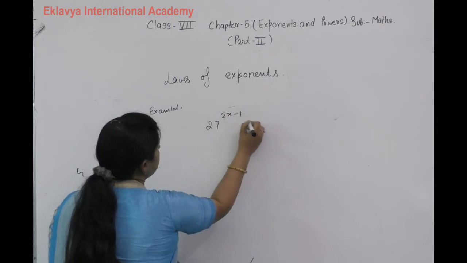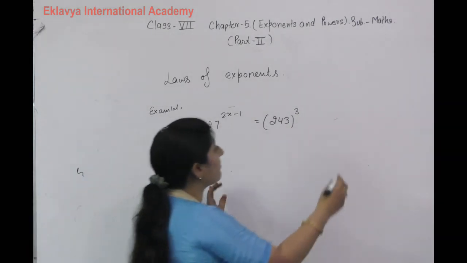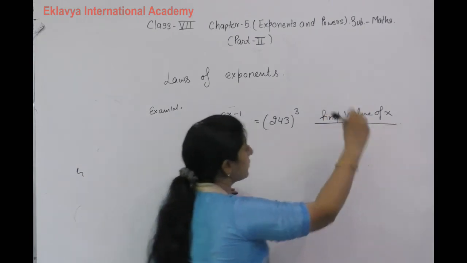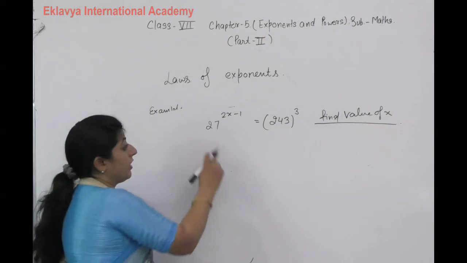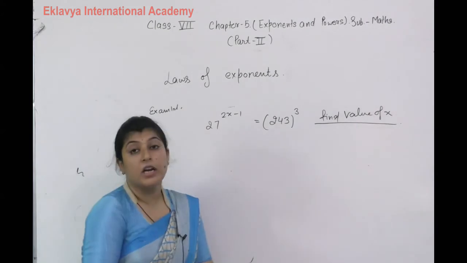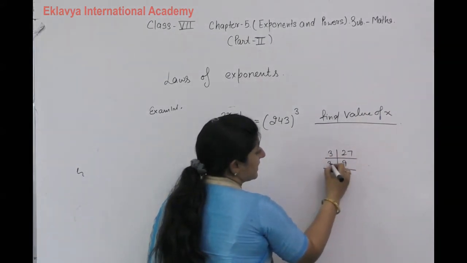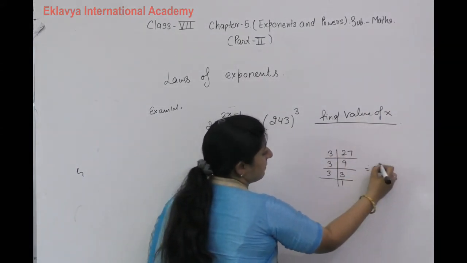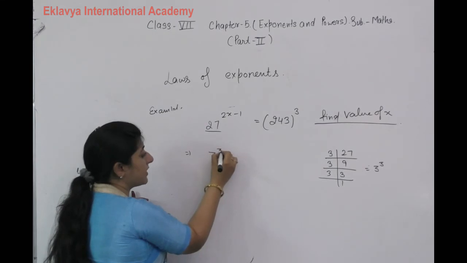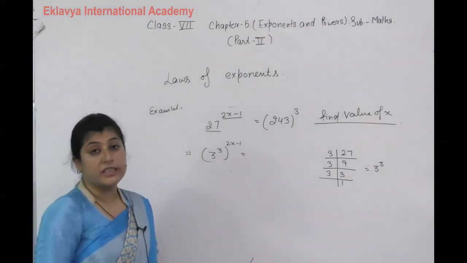(27)^(2x minus 1) is equal to 243^3. Here, find the value of x. How to solve this question? See, firstly take the prime factor of it. The prime factor of 27, we know, 3 nines are 27, 3 threes are 9, so it means 3 power 3. So we write down here 27 is 3 power 3, whole power 2x minus 1, is equal to 243.